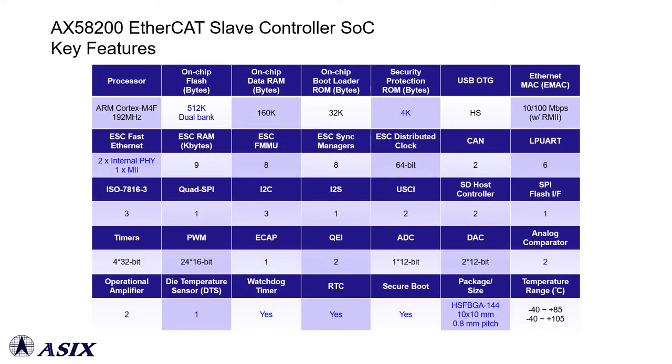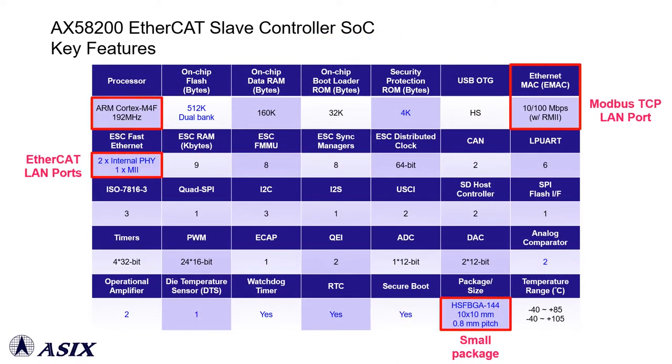The AX58200 is an EtherCAT Slave Controller SoC equipped with ARM Cortex-M4F microcontroller, an EtherCAT slave controller with two integrated fast Ethernet PHY. This EtherCAT to Modbus TCP gateway solution uses the embedded Ethernet MAC controller for Modbus TCP LAN port.